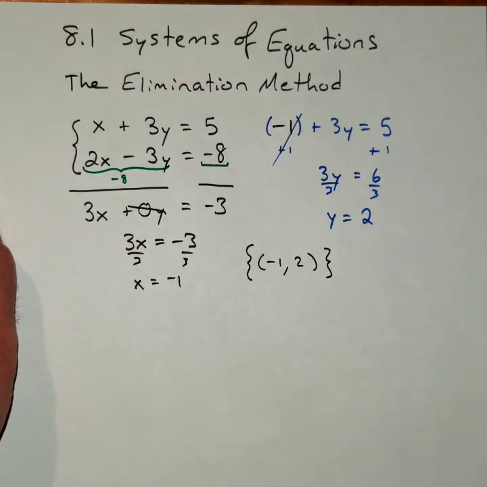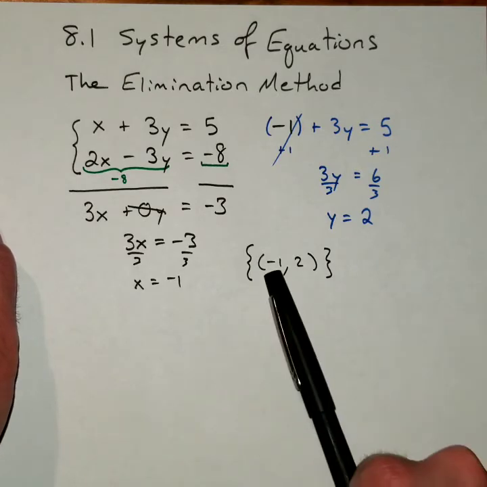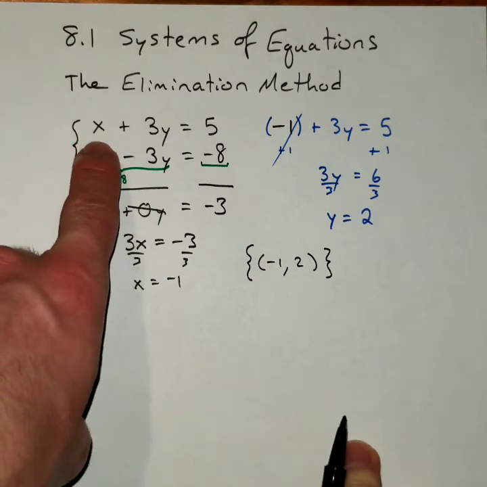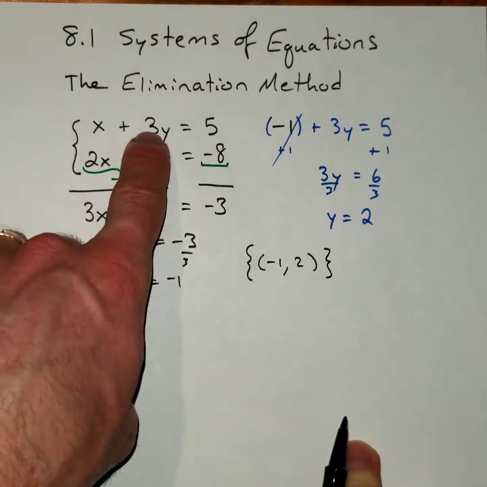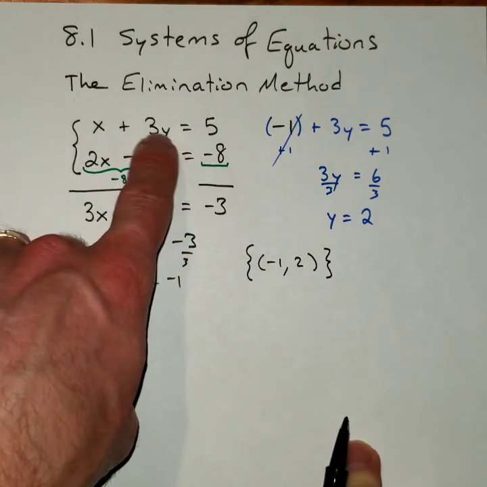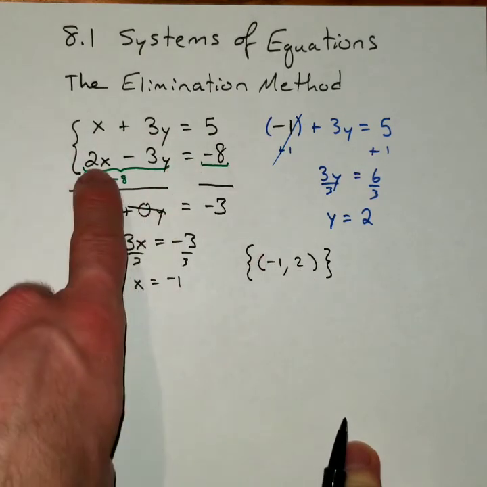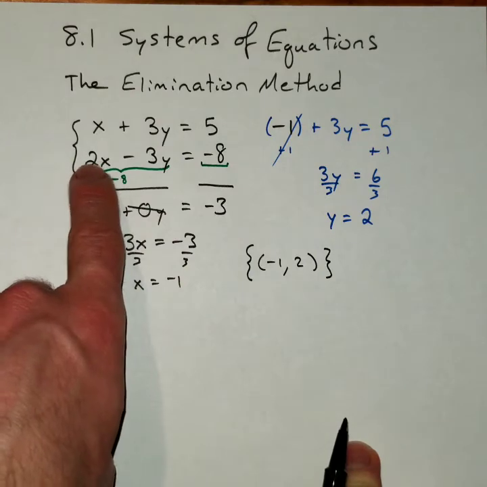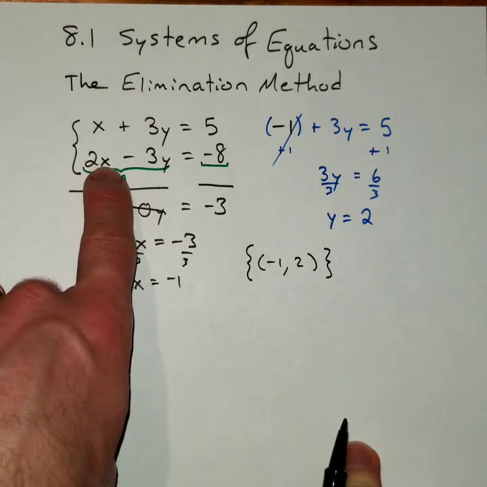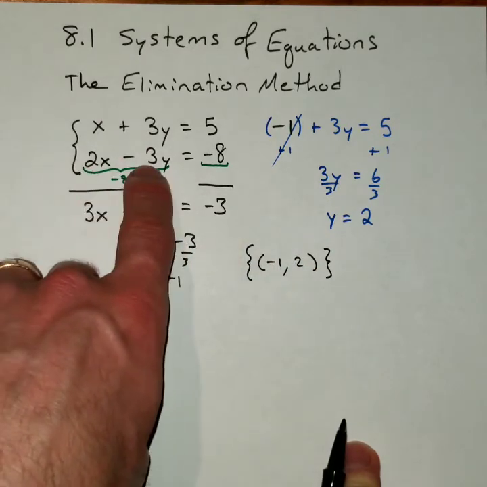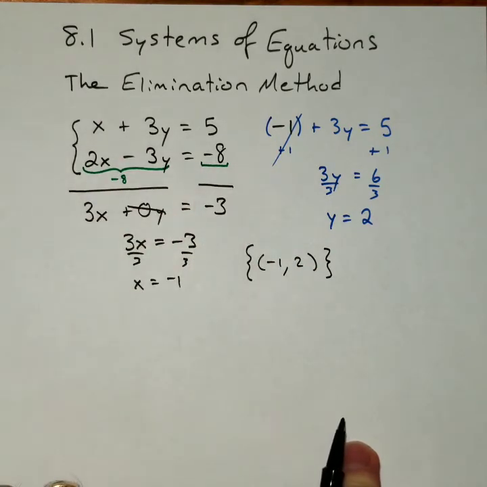Okay. Just as a quick check, if you plug in -1 and 2 into this original equation, -1 plus 3 times 2, well, 3 times 2 is 6. -1 and 6 will make 5. And if you plug them into the second equation here, 2 times -1 is -2. -3 times 2 is -6. -2 and -6 makes a -8. And so that does check out. This is definitely a solution.